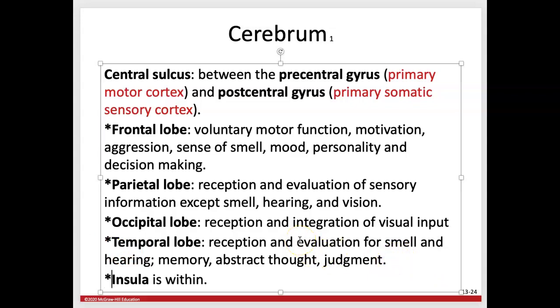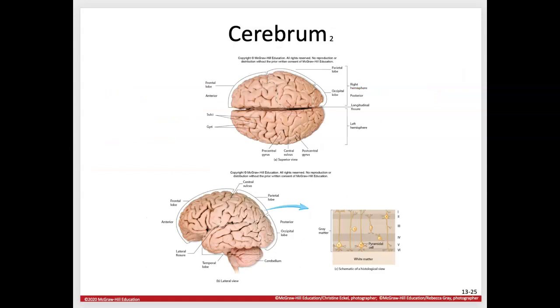But the insular lobe, also known as insula, is deep within these other lobes inside of the brain. You don't have to know so much about that. So we're going to keep going here.